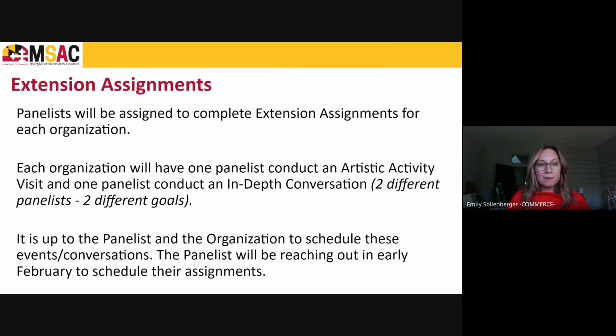So again, like I mentioned, the panelists will be assigned to complete those two extension assignments for each organization going in an on year. So you'll have two separate activities: one panelist will conduct an artistic activity visit, and one will conduct an in-depth conversation. So it's two different panelists with two different goals. And it's really up to the panelist who's assigned to your organization and your organization staff to schedule these events and conversations to make sure those extension assignments are complete. You can expect the panelists will reach out to you probably in early February to schedule. Laura and I usually send some emails out just so you know what to expect, and our panelists are also prepared with a list of emails so they know that they can contact you all directly.